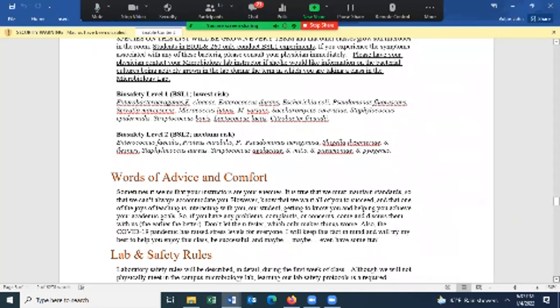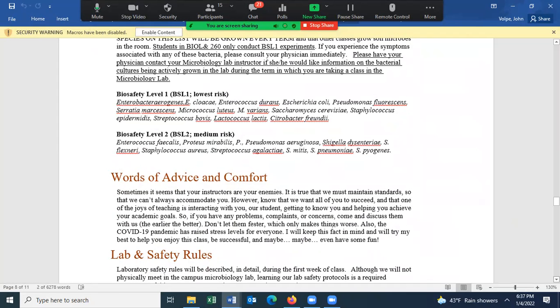You should know that the microorganisms we use in microbiology are biosafety level 1. They're the lowest risk organisms, and these you can work with without a mask, without gloves. Biosafety level 2, you should be careful with. We don't have those in the microbiology lab, but you can work with those without gloves, but you have to wash the place afterwards. And it's a good idea to do that even after biosafety level 1.